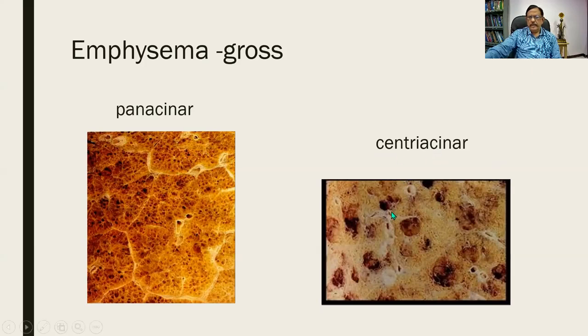Centri-acinar, on the contrary, only the central part of the lobule is affected, distended, whereas it is surrounded by normal parenchyma. And some black color also indicates pneumoconiosis or a defect due to cigarette smoking. Remember the Caplan syndrome, etc.